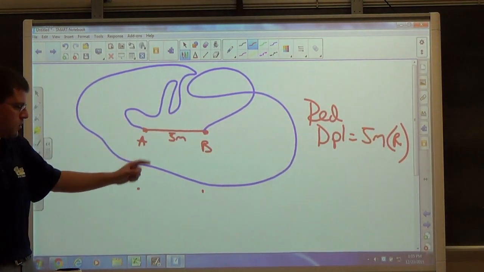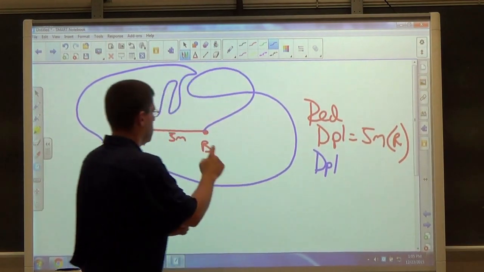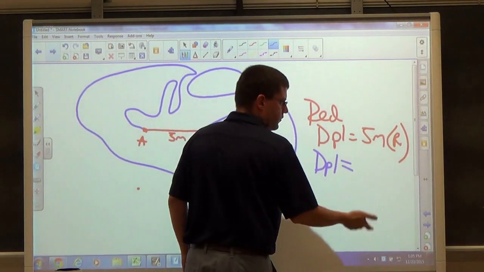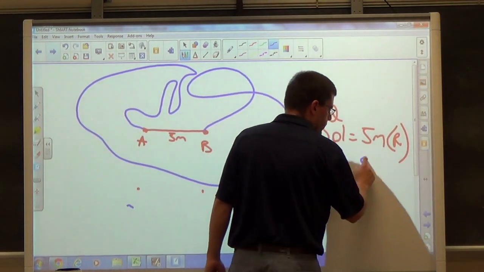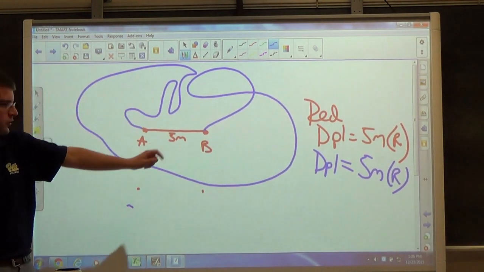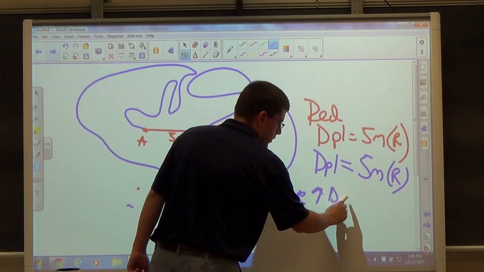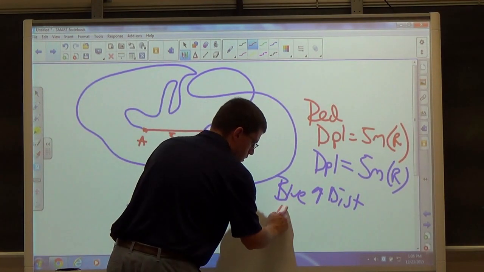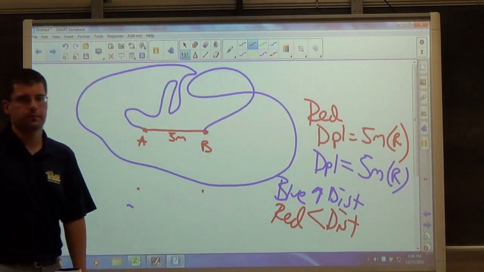What about blue? All that running. Here we go. What's the displacement? Started at A, ended up at B. 5 meters. Right. Who went a greater distance? Blue. Greater distance. See how that works? Red, less distance. See how that works?